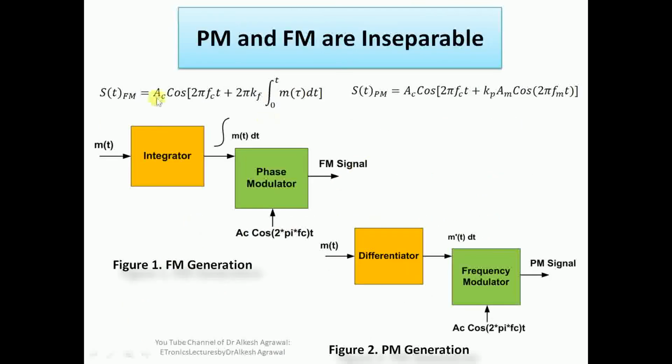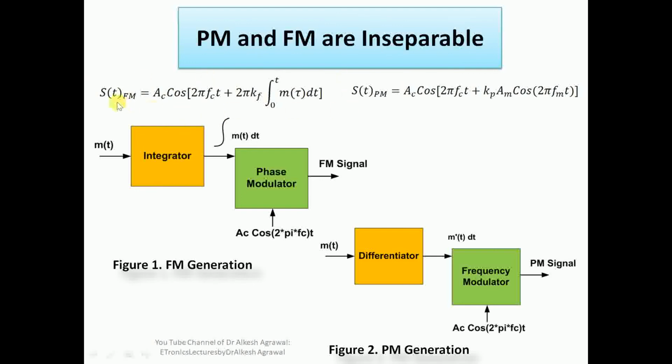Now we have the expression of a frequency modulated signal and the expression of a phase modulated signal, and we can prove that PM and FM are inseparable. That is, from one signal we can generate the other: from FM we can have PM, or from PM we can have an FM signal. These are two block diagrams where this statement, that PM and FM are inseparable, is proved.